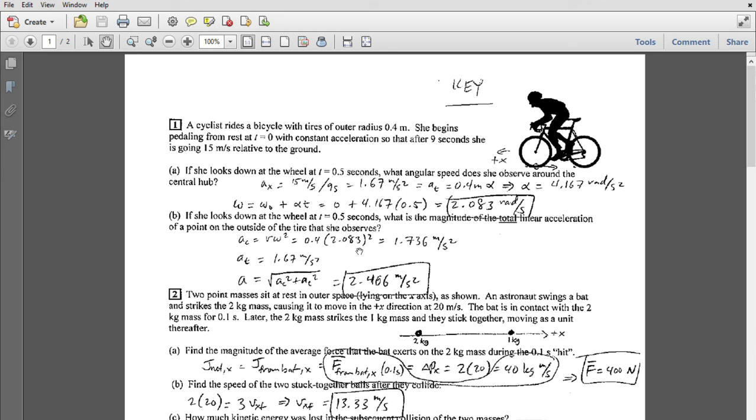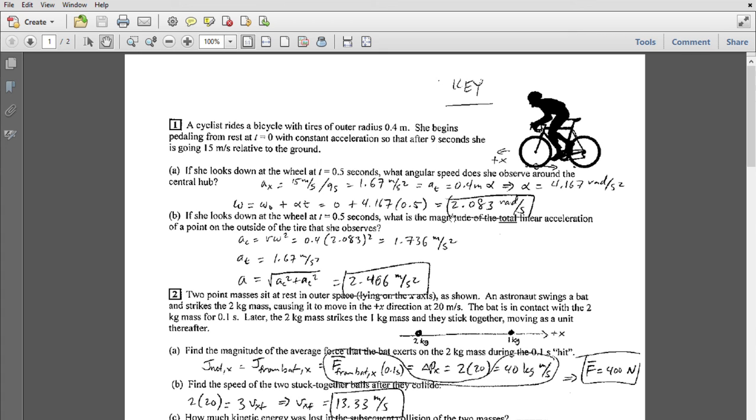Once we found that angular acceleration, we can figure out what the omega is at any time using the constant alpha kinematics equation. If a is constant, then alpha will be constant. So in this case, omega equals omega 0 plus alpha t. We've got alpha. We want to know what omega it has at time t equals 0.5 seconds, so I'm plugging in 0.5, and it started out at rest. So we get 2.03 radians per second.